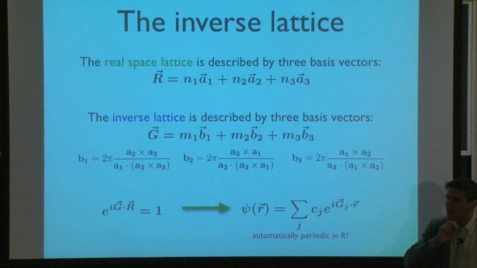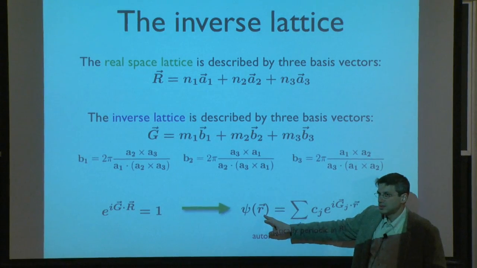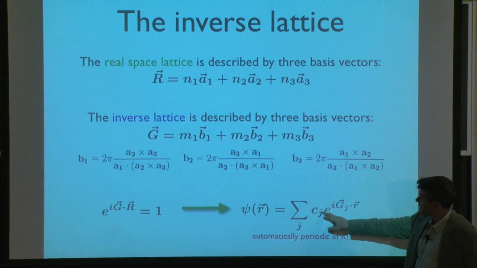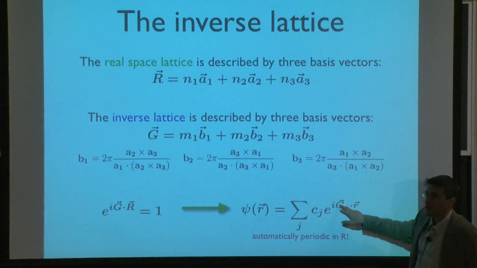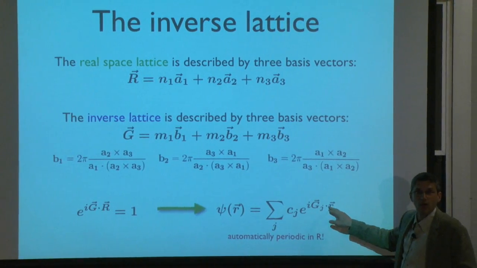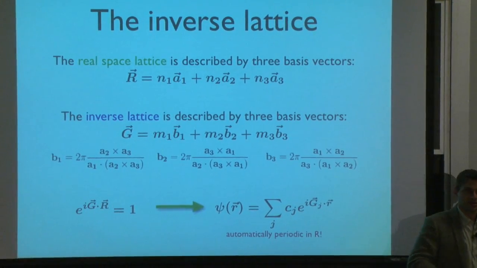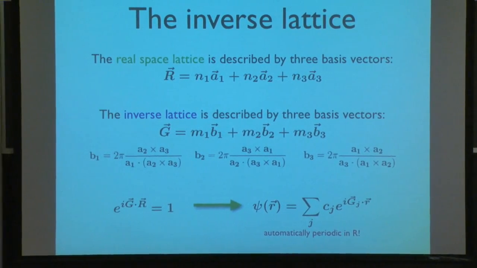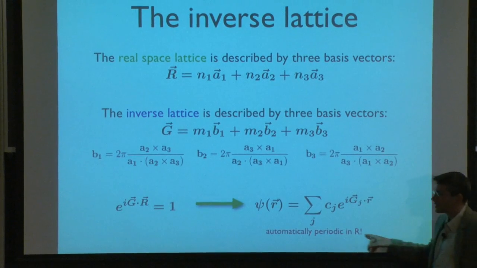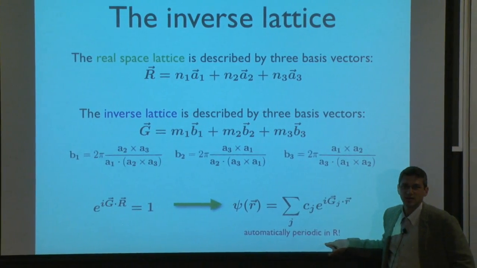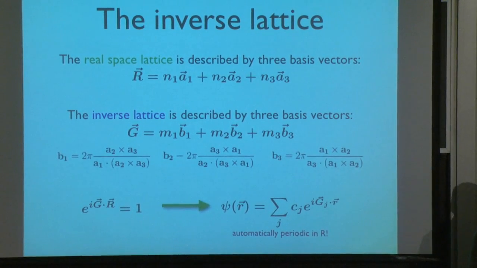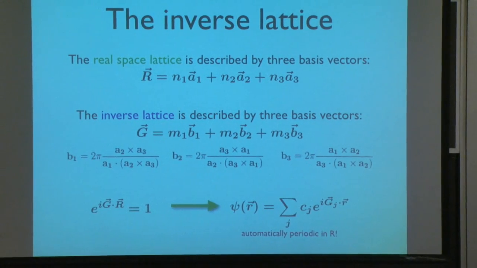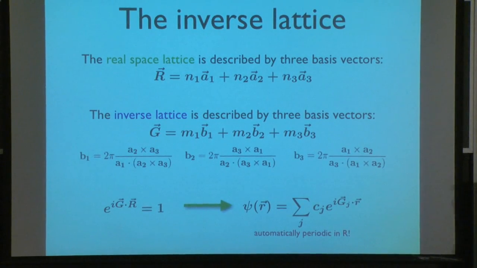But also, if I happen to write a function that looks like this, where I have e to the i, some reciprocal lattice vector times r, where r can now be anywhere in real space, r is just a vector, it's not a lattice vector, then that function will automatically be periodic in real space. Isn't that kind of cool? That function will automatically be periodic. That sounds like something we might want.